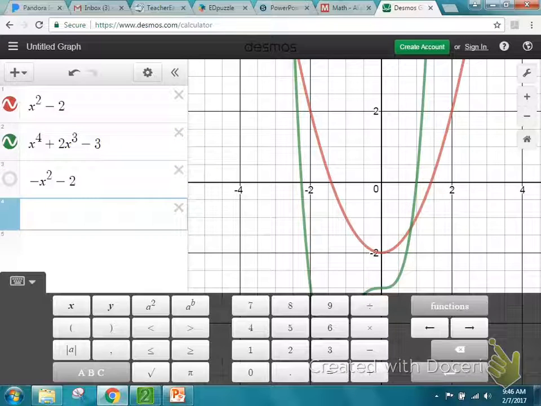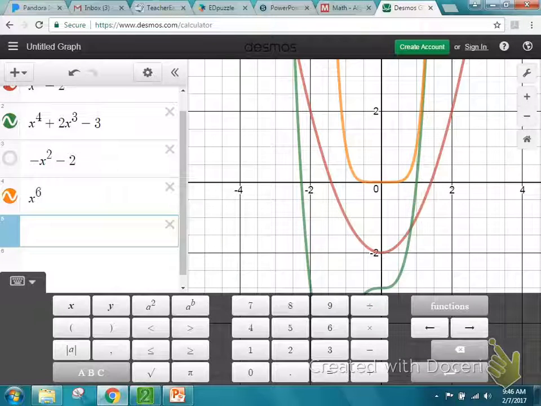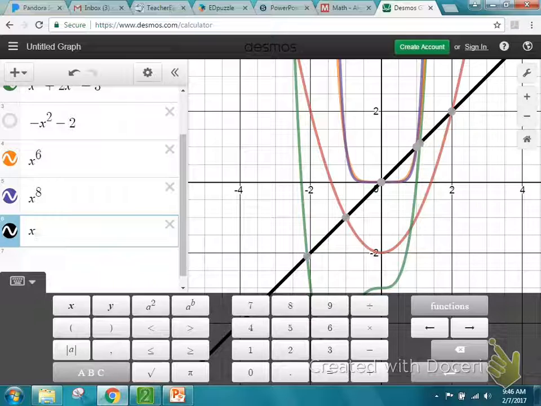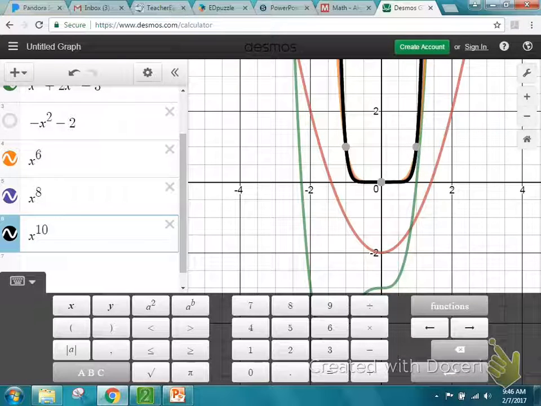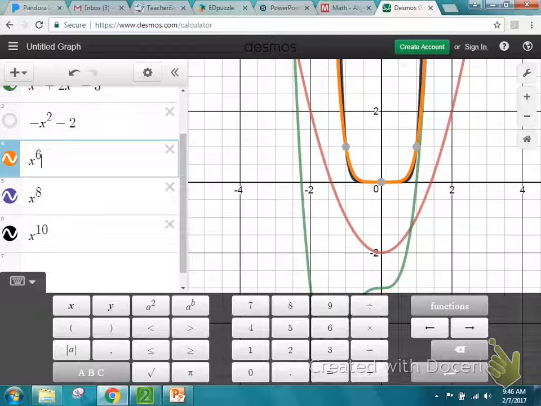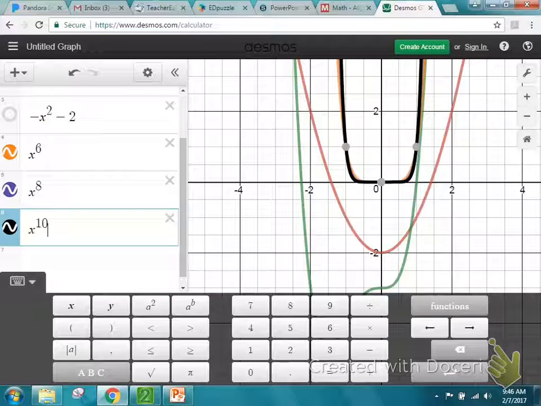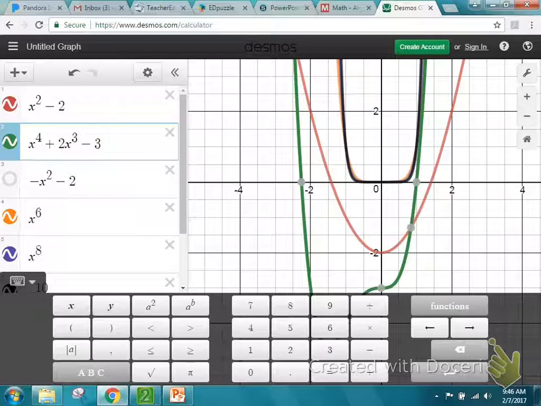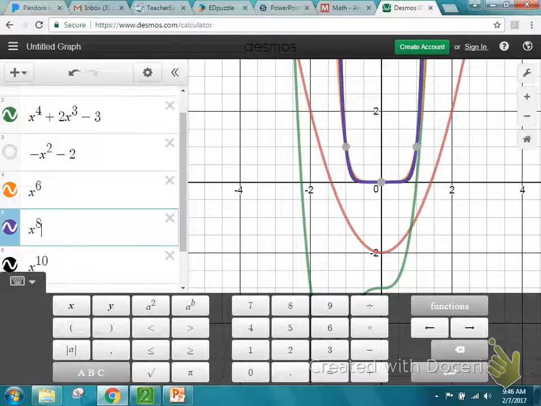I'm going to make another one. Let's go x to the 6th, nice and orange. Make another one, x to the 8th, purple. X to the 10th, black. All three of these, the orange, the purple, and the black, are all going up, both ends, just like the other two, just like x squared and x to the 4th. And all 5 of these functions, all 5 of their degrees are what?